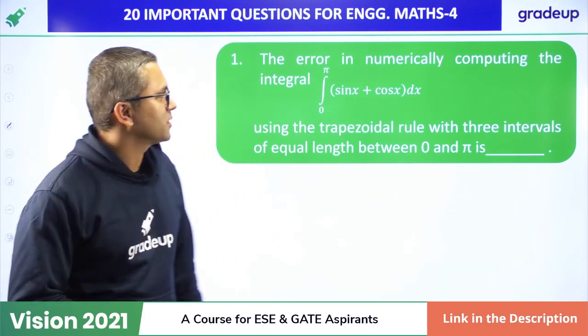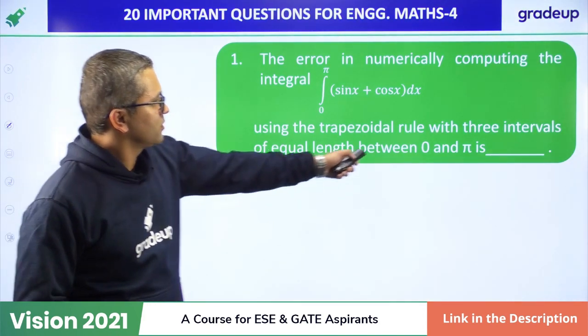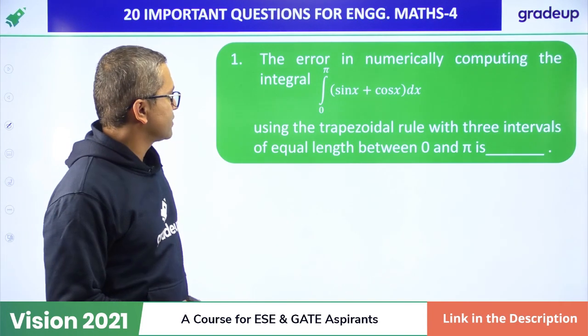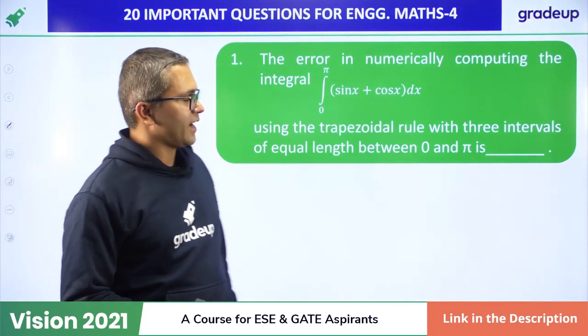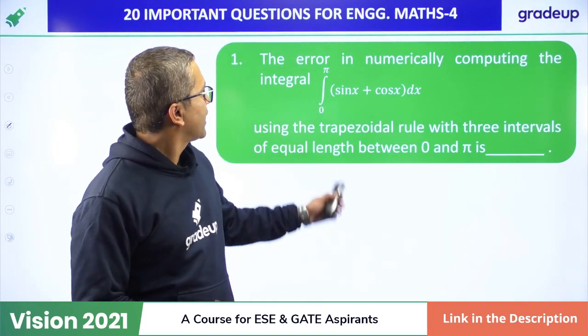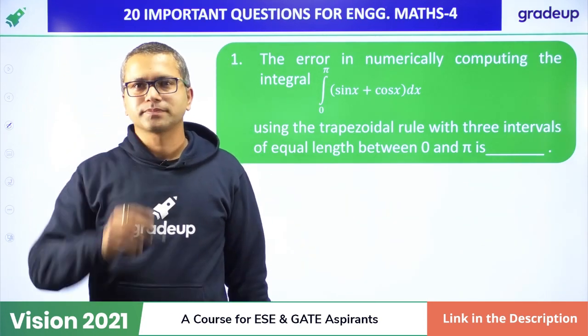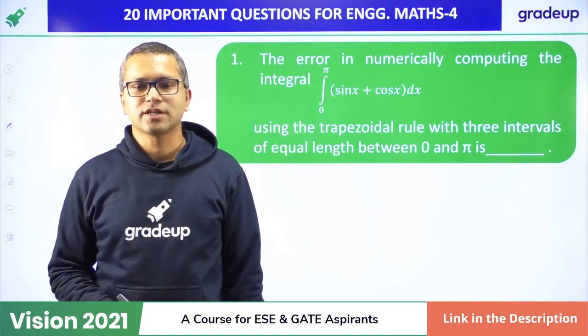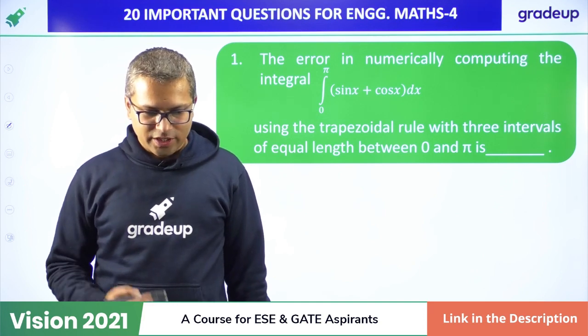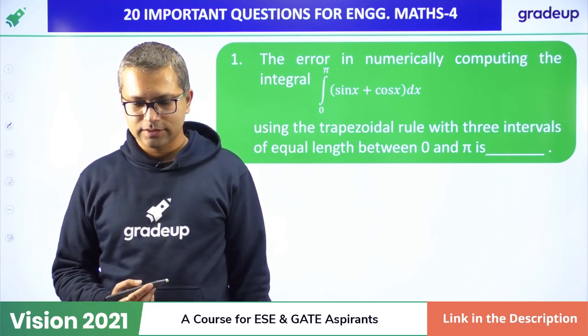Yeah. So what do you think about it? You have to use the trapezoidal rule with 3 intervals of equal length between 0 and pi, and you have to find the error of computation. Okay, so please come up with options quickly. Let's do this, okay?